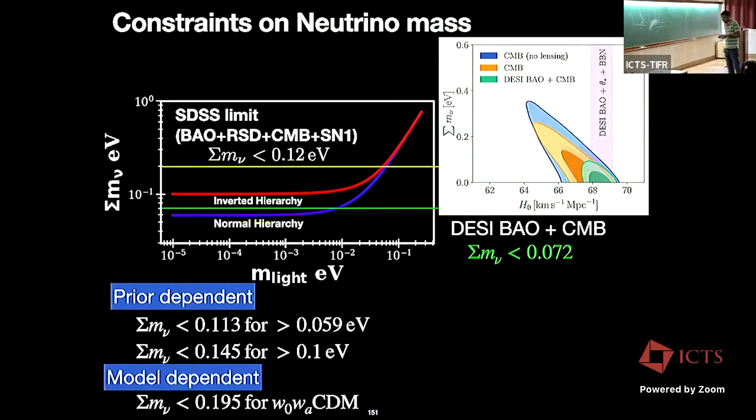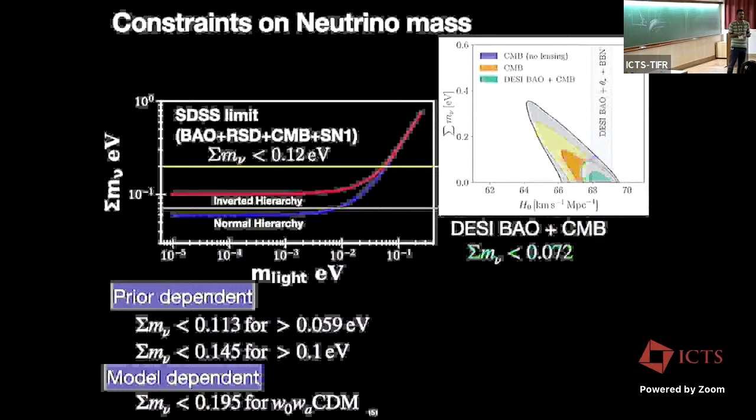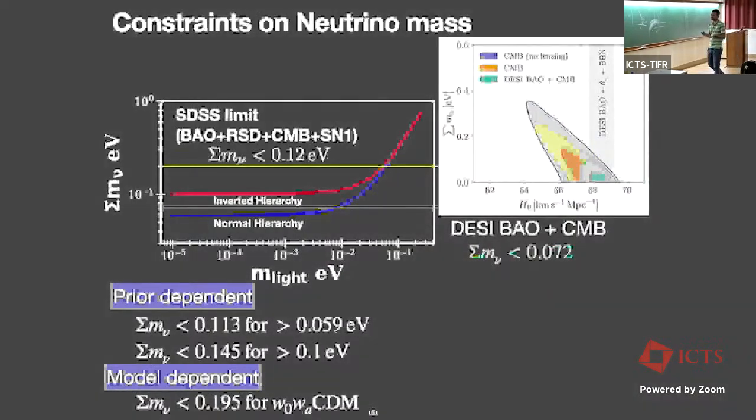It's also model dependent. What we have assumed here is lambda CDM, with no other degrees of freedom, so the equation of state for dark energy is -1. But we don't know what the situation is in terms of the true universe.